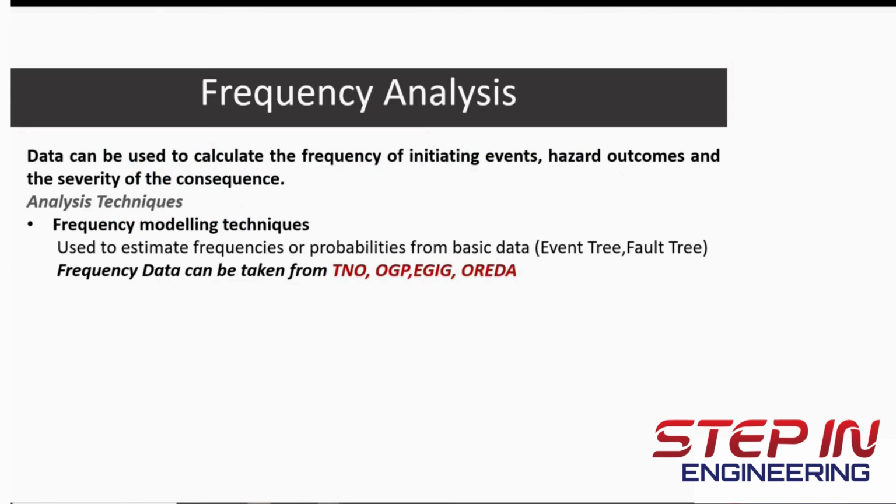So the two major steps I have described: one is hazard identification. Hazard identification I just gave as a hint. Then I detailed a little bit about the consequence analysis. So now we are moving on to the failure frequency analysis. Failure frequency analysis means how often, correct?